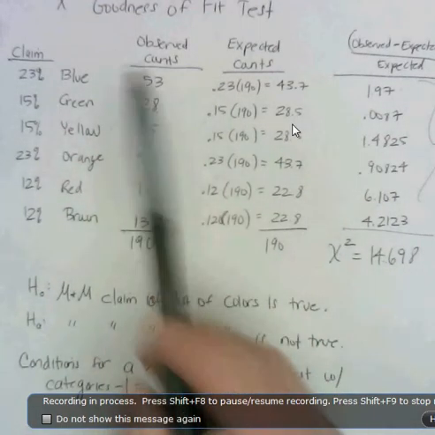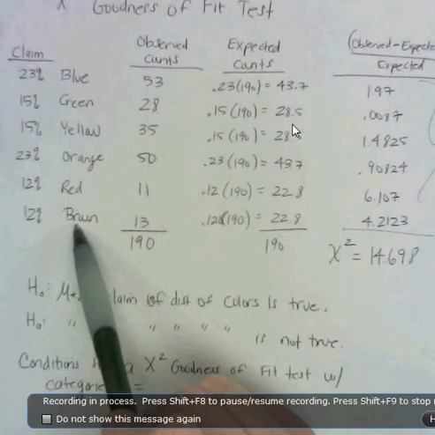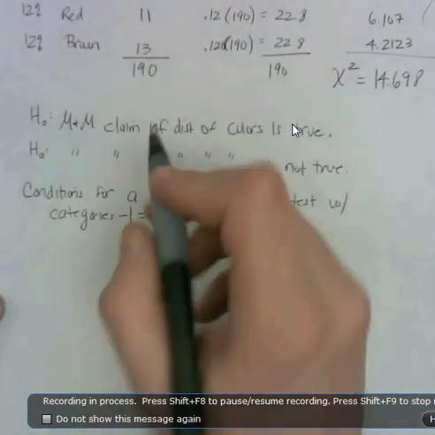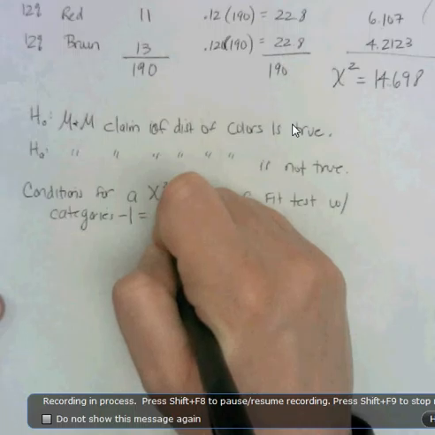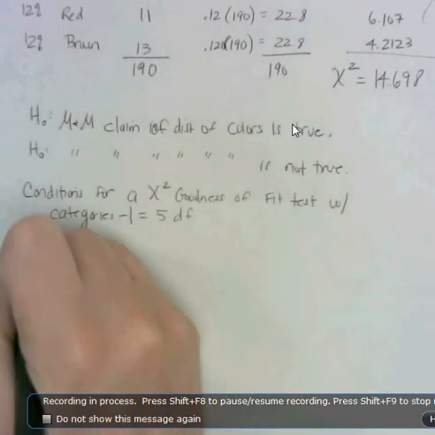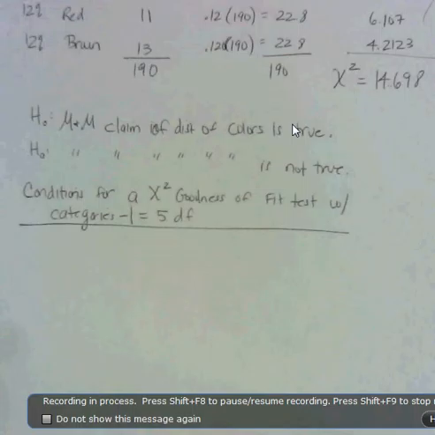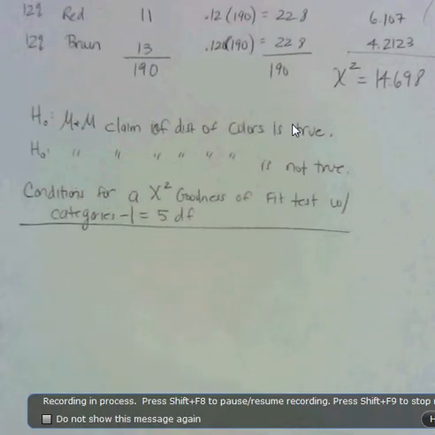Thank you. 1, 2, 3, 4, 5, 6. So we have 6 categories minus 1. So that's 5 degrees of freedom. So it's actually not the sample size. It's categories minus 1. And so 5 degrees of freedom.